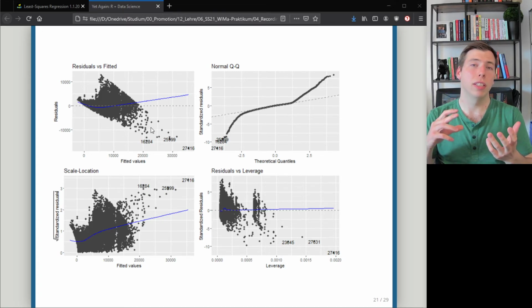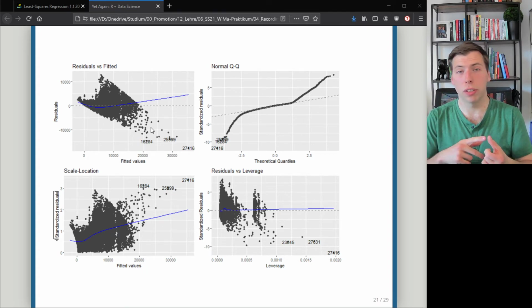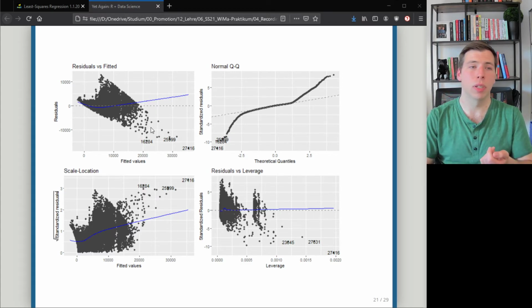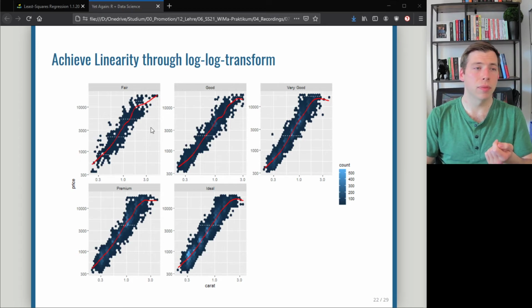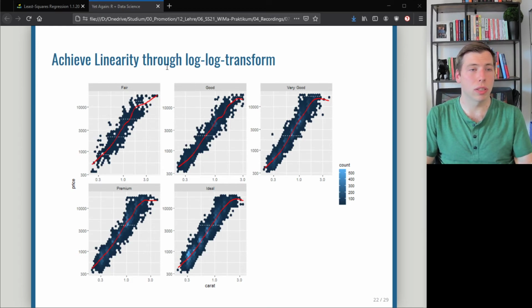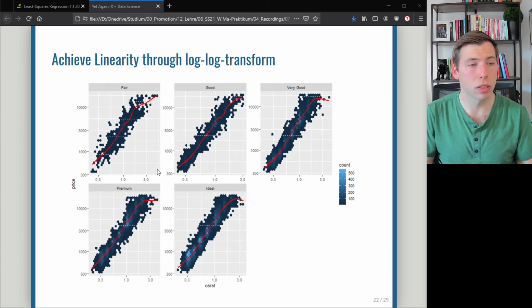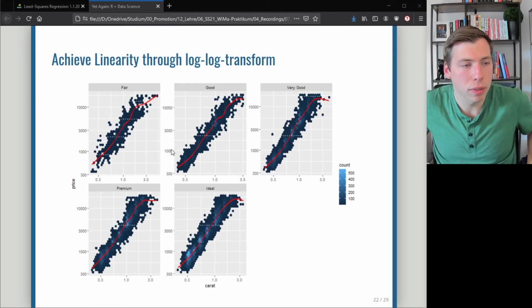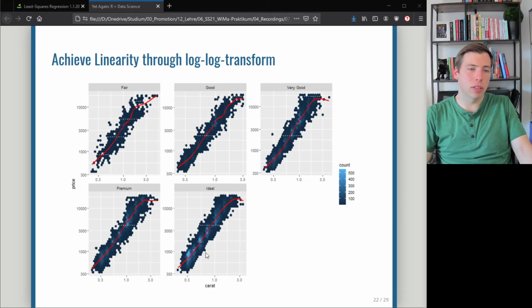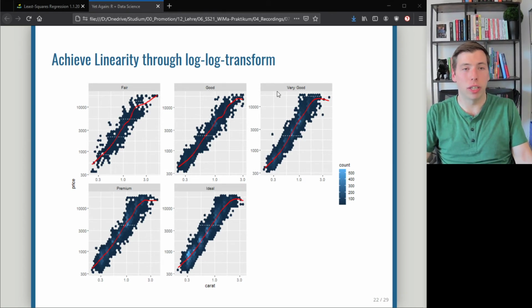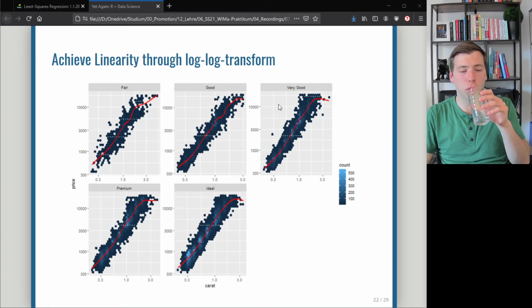And a neat trick is to simply apply a transformation to the predictor or to the response or to both to maybe achieve something which looks linear. So if we do that in this case, we can see that using a log transformation on both the response and the predictors, so both on the weight and the price, then we see that this looks now more linear, at least more linear than it did before.